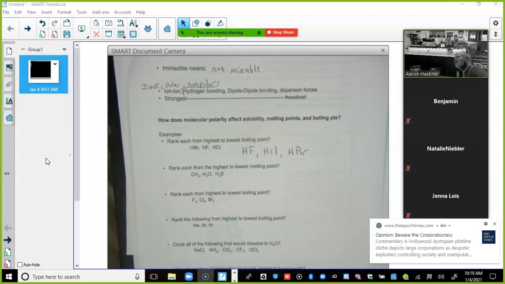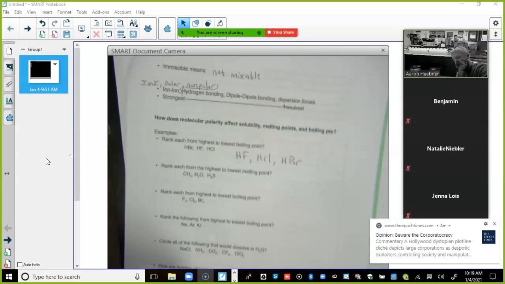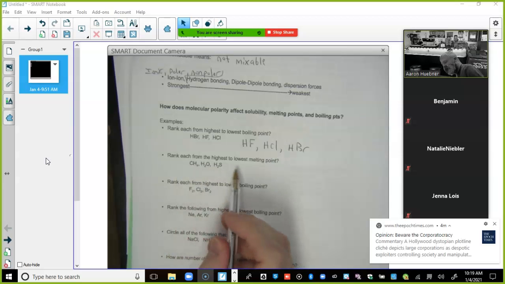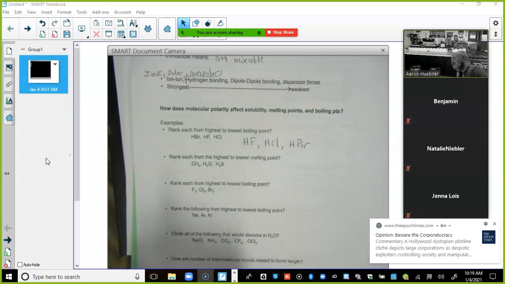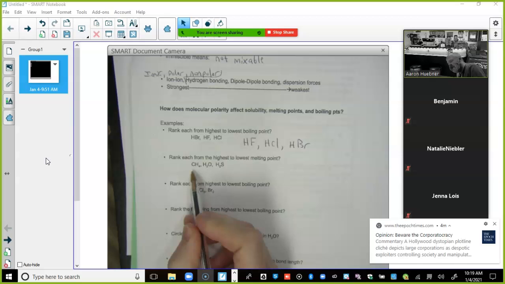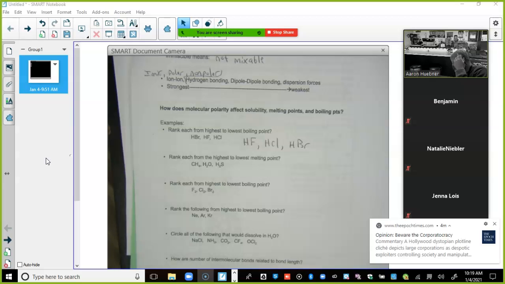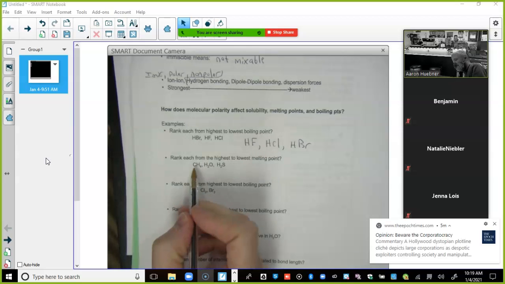All right. Yeah, we'll talk about allotropes on Wednesday for sure. Rank each from the highest to lowest melting point. All right, melting point. Looking at this, it's kind of the same idea as boiling point. So we got CH4, H2O, H2S. First of all, this is where it helps to draw the Lewis dot structure. If you can do it in your head, you can think, oh, I know this one's symmetrical, therefore it's nonpolar. CH4, can you do that in your head? Does that have symmetry?